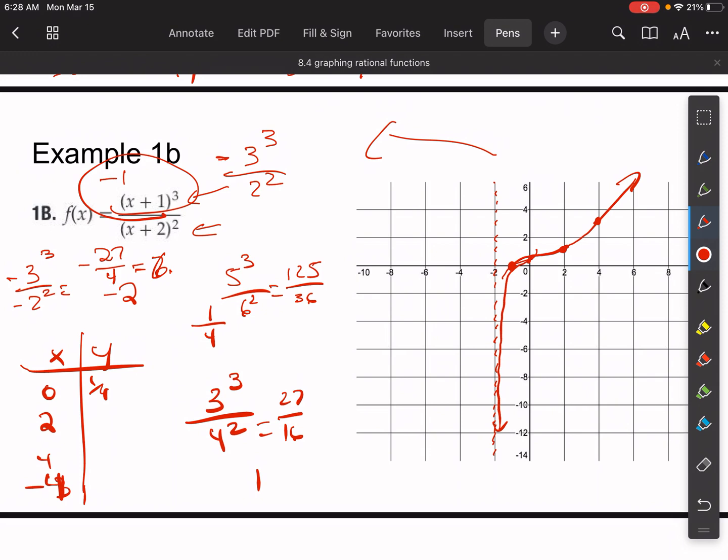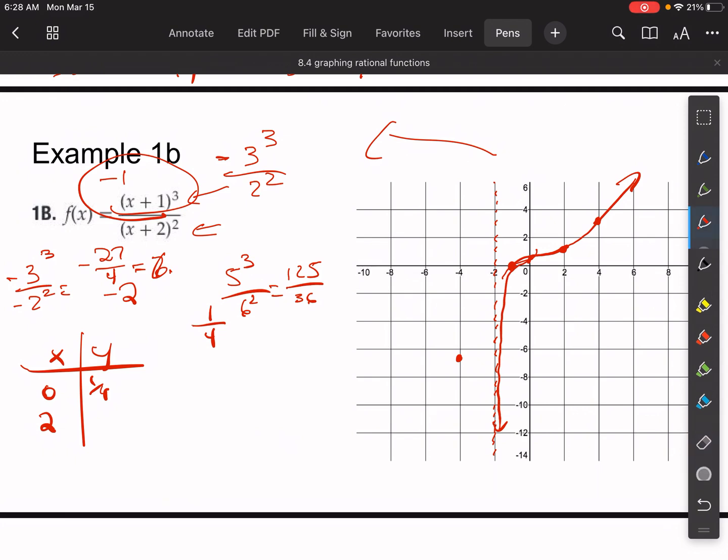So let's just look here at -4, I'm at -6 something, somewhere in there. Okay, so I have that point. Then I need to check a couple other points. Let's actually check -3. So I'm just going to erase here just to make a little bit of room. If you plug a -3 into this thing, I'm at -3 plus 1 is -2 to the third over -3 plus 2 is -1 squared. -2 to the third is -8. -1 squared is 1, so I'm at -8.